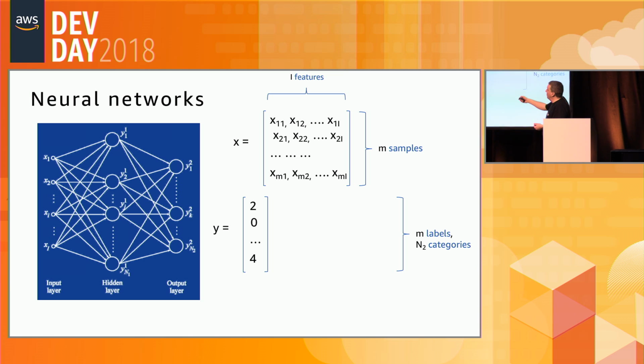So if we look at the model, we have L features, so we should have L input neurons, input values here. Each of those is going to receive one of those. I'm going to take this sample and put it here. And I've got as many output neurons as I've got categories, N2 again. So if I've got 10 categories, 10 different values here from 0 to 9, I need to have 10 output neurons. That's how you build those models.